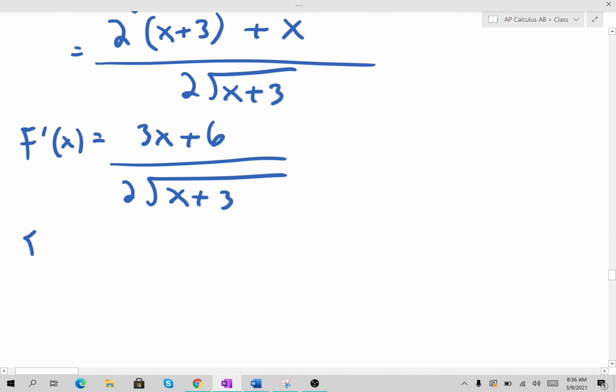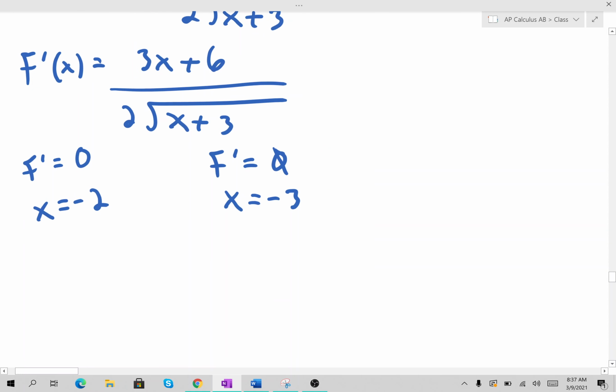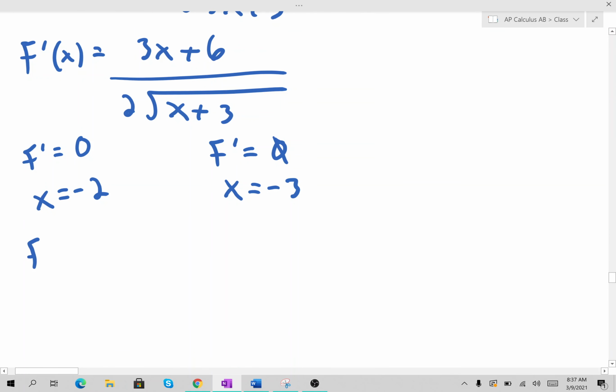Now, that's going to be 0 when x is negative 2. That comes from the numerator. That's going to be undefined when the denominator is 0. That's negative 3. But negative 3 is still a critical value because it makes the original function defined. It makes it 0. So our first derivative number line has negative 3 and negative 2.